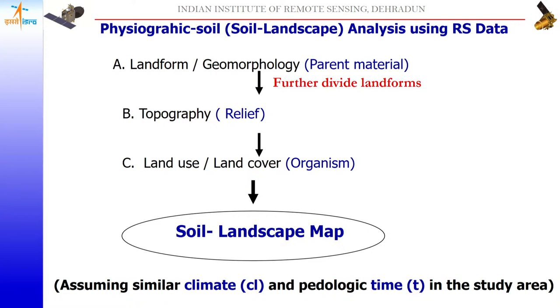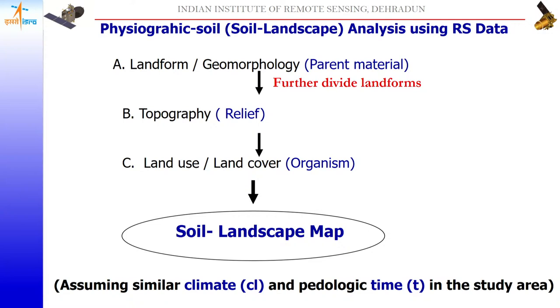After getting level 2, that means B level, then at the third level you further divide each geomorphology and topography unit you have made on the basis of land use land cover. Because the soil may now change because of land use land cover, by that you will be able to prepare the soil landscape map or physiographic soil map.